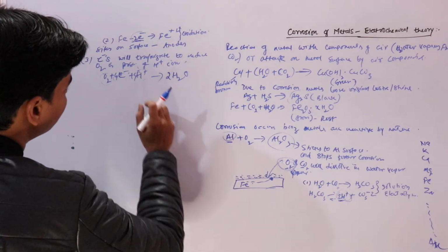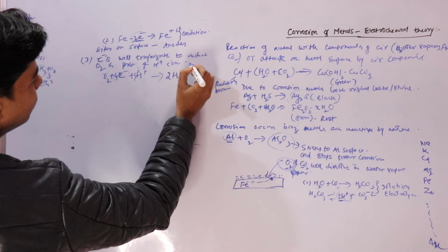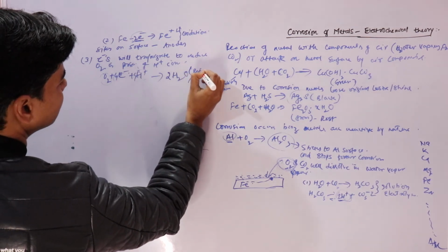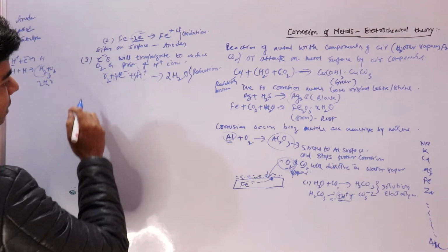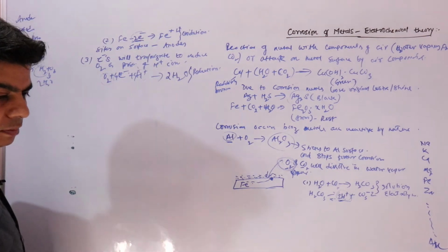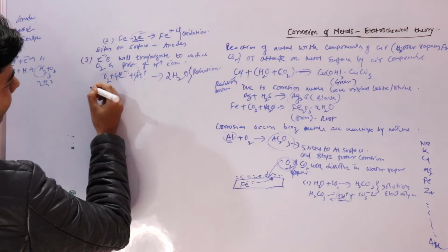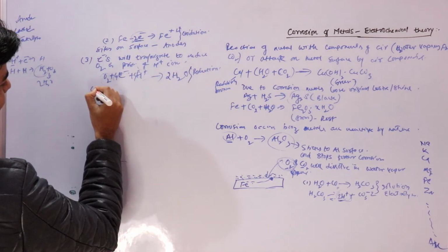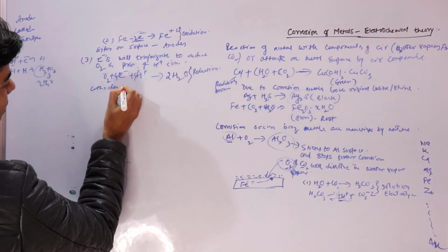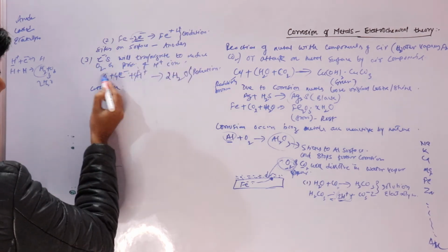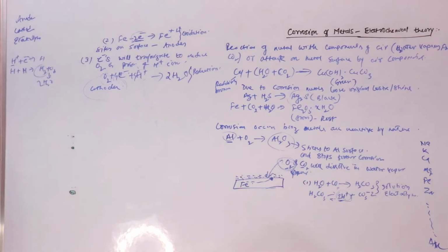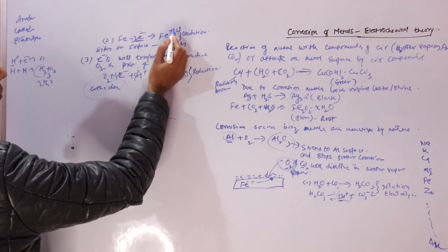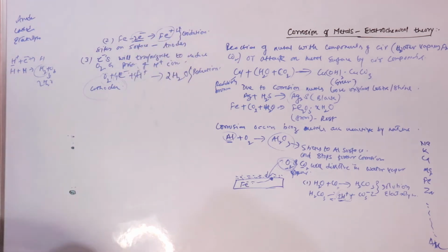So this reaction is your reduction reaction. And we know that in electrochemical reactions, the site where reduction takes place is known as the cathode. So the sites where this reaction takes place are known as cathodes. So now we have ferrous iron due to this oxidation reaction, and we have water due to the reduction reaction.